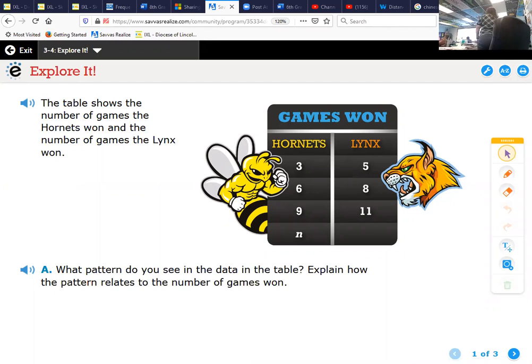What kind of patterns do you see? Yeah. Hornets do look like these, and then always has two more. Okay. So he noticed a pattern on the hornets, and that was like each one is +3. So what would this one be? 12. And he also noticed that from the hornets to the lynx, it's 2 more. So +2. What would this one be?